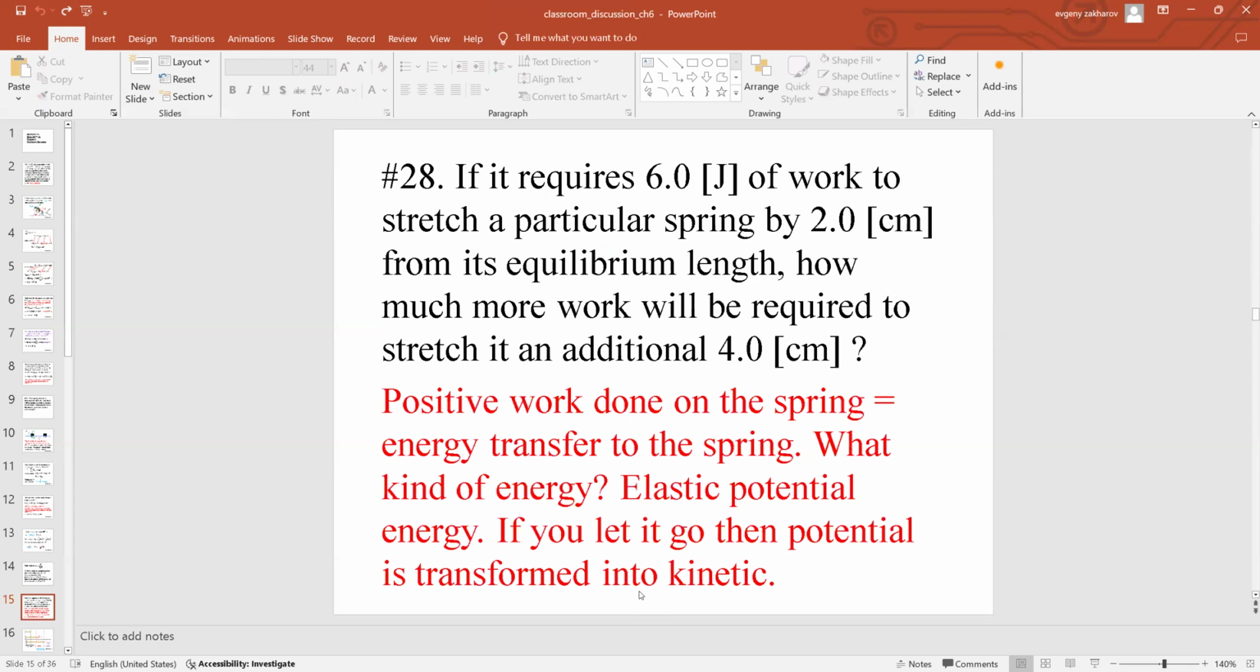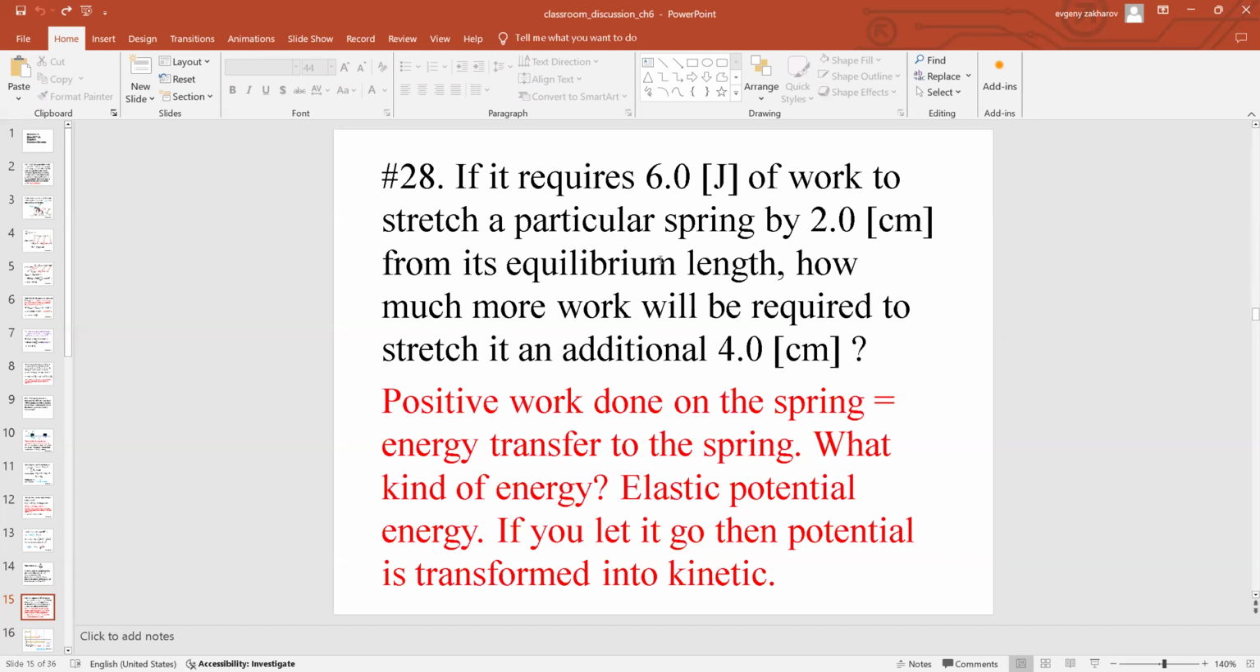Okay, next problem. It requires 6 joules of work to stretch a spring by 2 centimeters. How much more work will be required to stretch an additional 4 centimeters? First of all, be careful. We have centimeters. You cannot do centimeters. You have to do meters. And joules are good. Joules are good units for work.